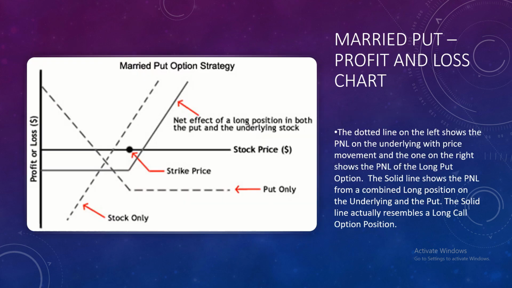The adjacent chart shows us the profit and loss from a married put. The dotted line on the left shows us the P&L on the underlying with price movement to the right, and the one on the right shows us the P&L of the long put option. The solid line shows us the P&L from a combined long position on the underlying and the put. The solid line actually resembles a long call option position.